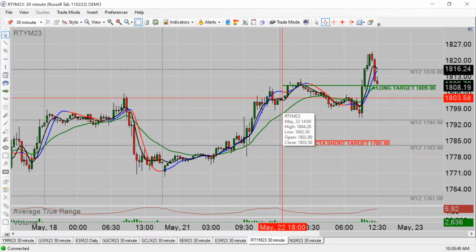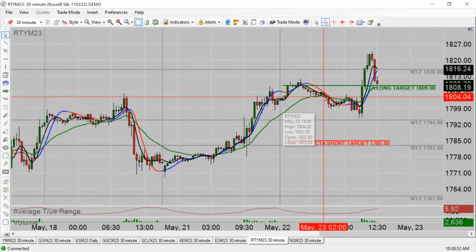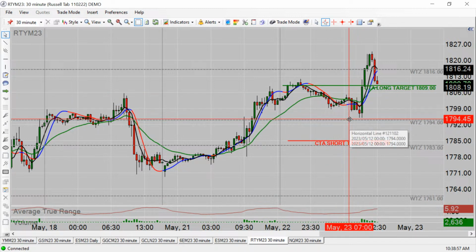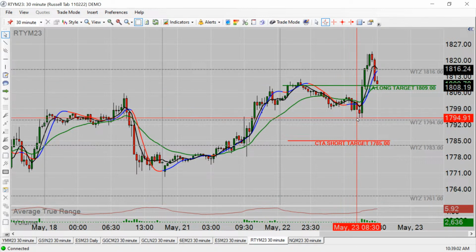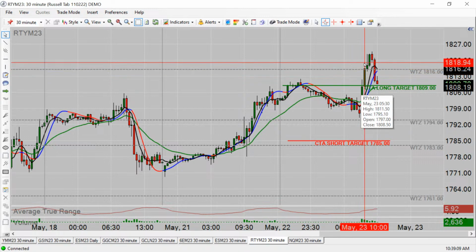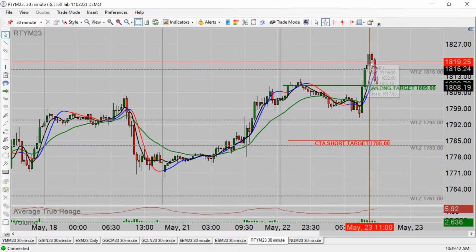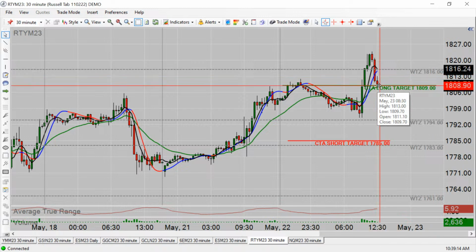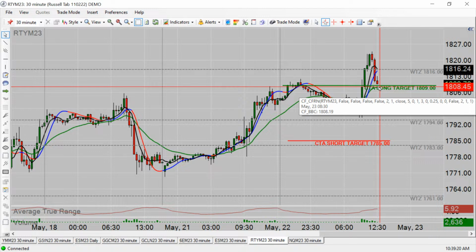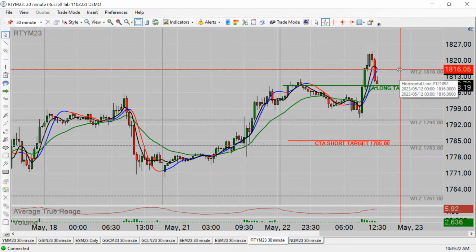On the Russell, here's the open last night. We ran up to the target, pulled back to the BBC, got below the BBC. 1794/1795 is the zone. So we found support at the zone. Support at the zone sent us back up to hit the long target again. And we actually traded through that zone, and now we've pulled back, and we are pulling back to the BBC, which we expect to be good support until proven otherwise. That'll give us another opportunity to trade on the long side back up to the zone.